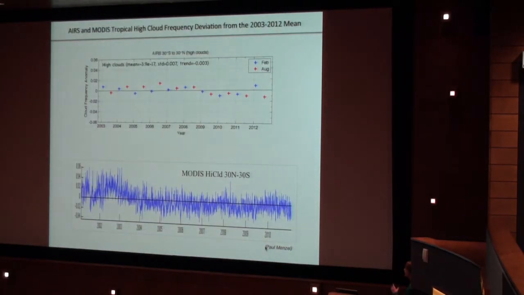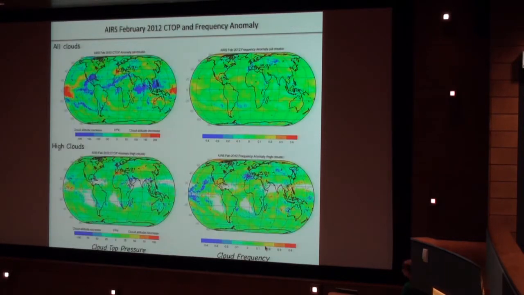We can also look at the deviation from the overall mean. So that's again just for the tropics. We see that the average anomaly in high cloud frequency is about 0, with the standard deviation less than 1%. Below I'm showing MODIS, which sees a slight decreasing trend from 2002 to about 2004. Then it stays fairly constant. The values are somewhat comparable to what we find here.